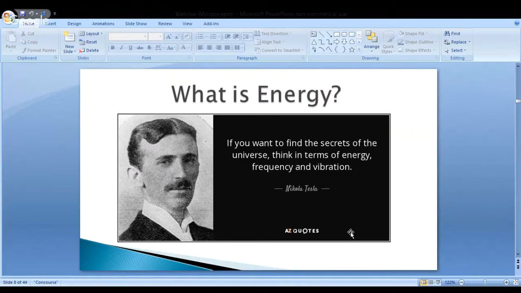What exactly is energy? According to Nikola Tesla, if you want to find the secrets of the universe, think in terms of energy, frequency, and vibration. I think that's a profound statement, because everything is energy. From a scientific point of view, behind everything is vibration. It's just atoms vibrating at a high speed. So if you go to the core of it, what is everything?